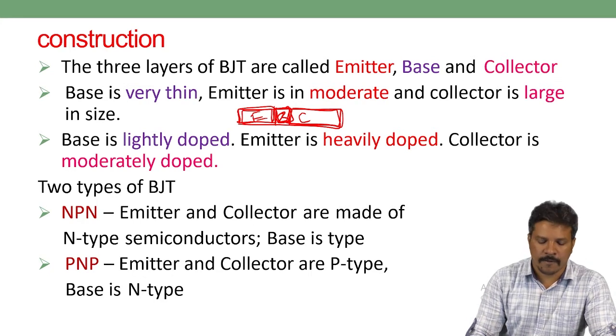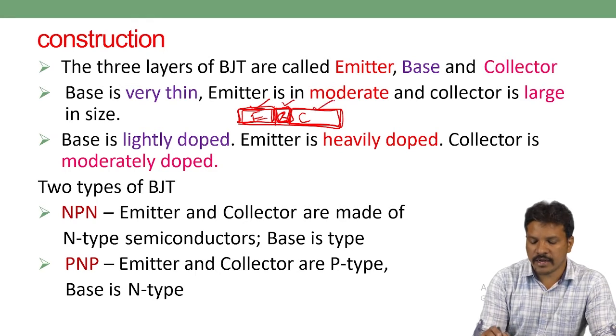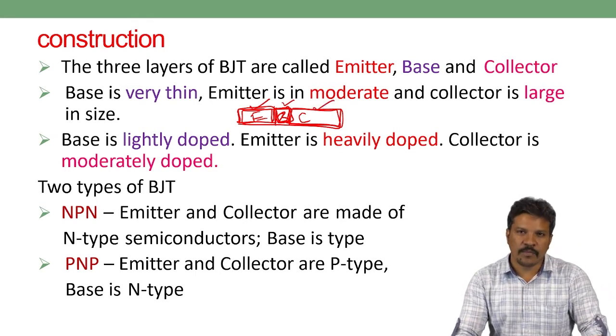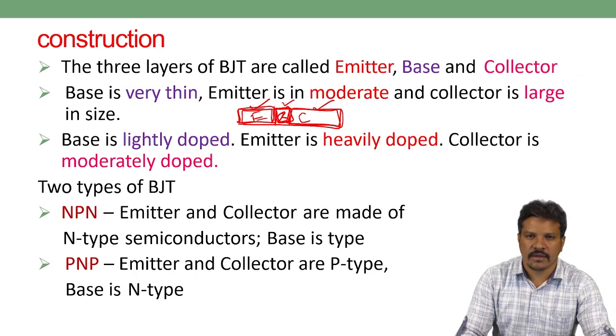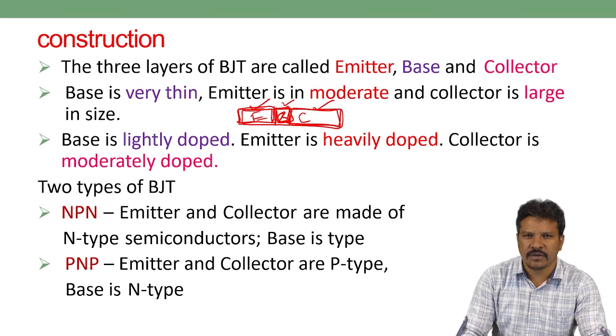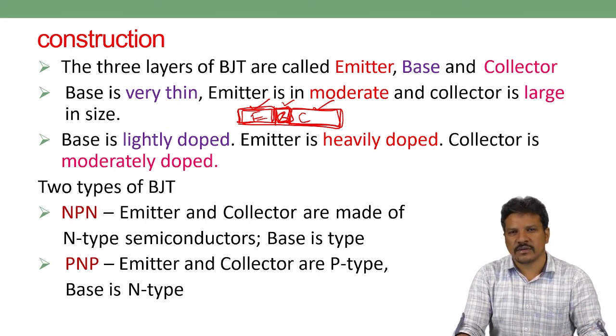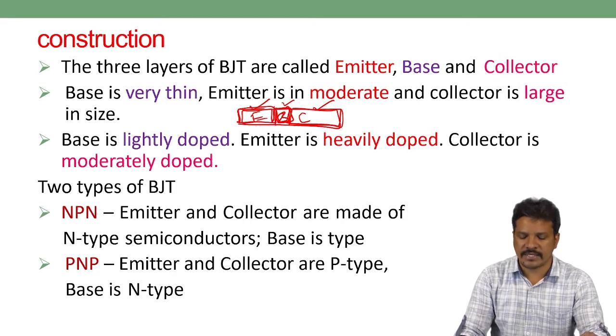Similarly, when we see the doping, the first layer emitter is heavily doped, the second layer base is lightly doped, and the third layer collector is moderately doped. Why is the emitter heavily doped? Because the emitter is the first layer which emits a large number of charge carriers. So the emitter is heavily doped, due to which it emits a large number of charge carriers which go through the base and reach the collector. So in order to get a large number of charge carriers travelling from emitter to collector, the emitter is heavily doped.